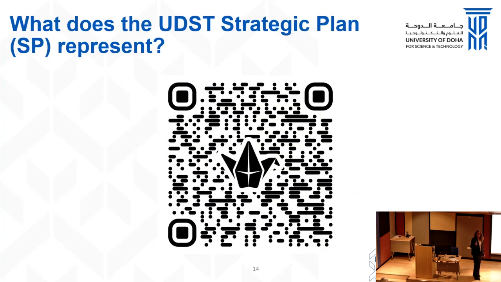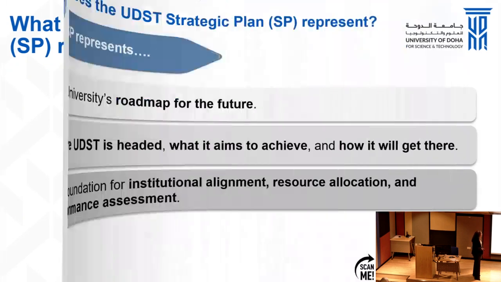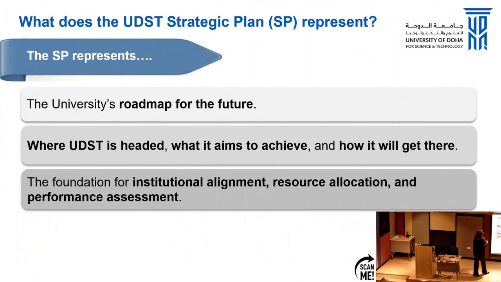I was going to go through this, but I think I'm going to skip over it. So what does UDSC's strategic plan actually represent for us as an institution? Well, and this is actually true for any university strategic plan. They might have different names for it at different institutions, but in general, strategic plans are the university's identity, its roadmap for the future.